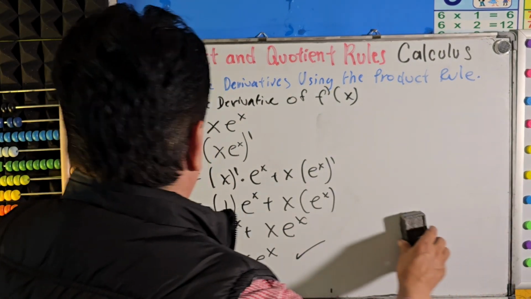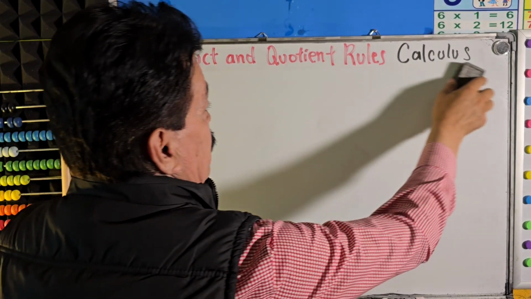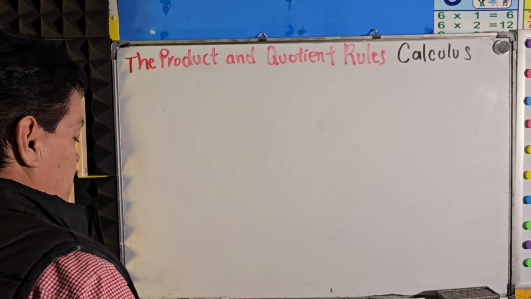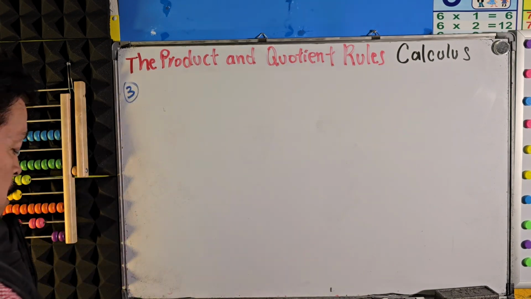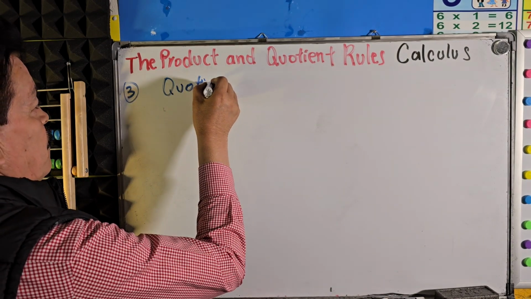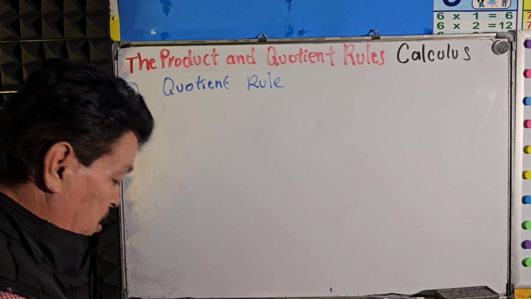Next section, the section number 3. Let's write 3. We will talk about the quotient rule. Okay, quotient rule. What do I mean by this?